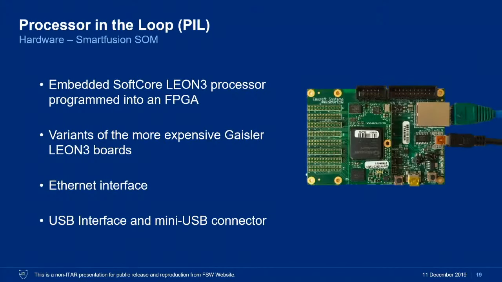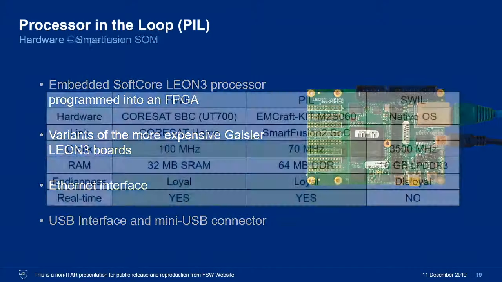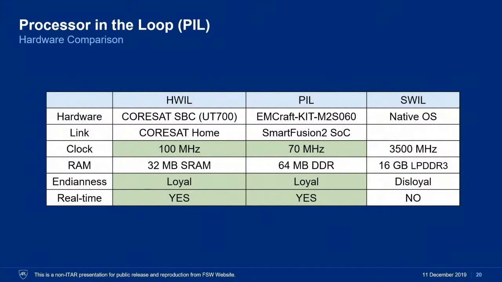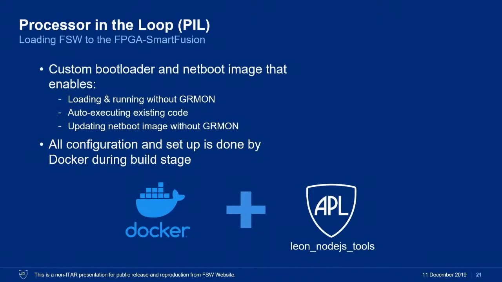So what this allows us to do is give us a higher fidelity environment, with a closer clock rate, endianness, and real-time behavior, which we don't get from Swirl. What that hardware team also did was create a custom bootloader and NetBoot image that allows us to load and run the image without Gurmon, and update the image without having to worry about Gurmon either, because all we have to do is drop it into a directory, and the processor immediately knows something changed there, so it'll reset itself.